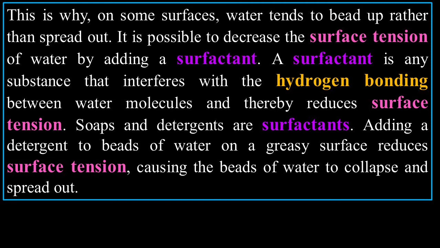It is possible to decrease the surface tension of water by adding a surfactant. A surfactant is any substance that interferes with hydrogen bonding between water molecules and thereby reduces surface tension. Soaps and detergents are surfactants. Adding a detergent to beads of water on a greasy surface reduces surface tension, causing the beads of water to collapse and spread out.